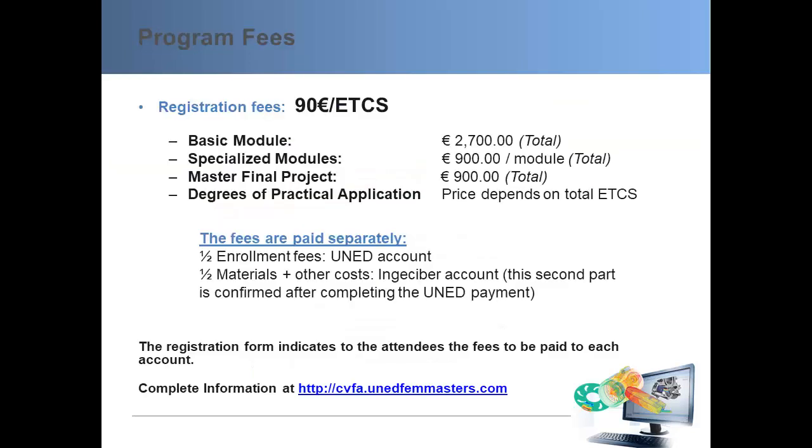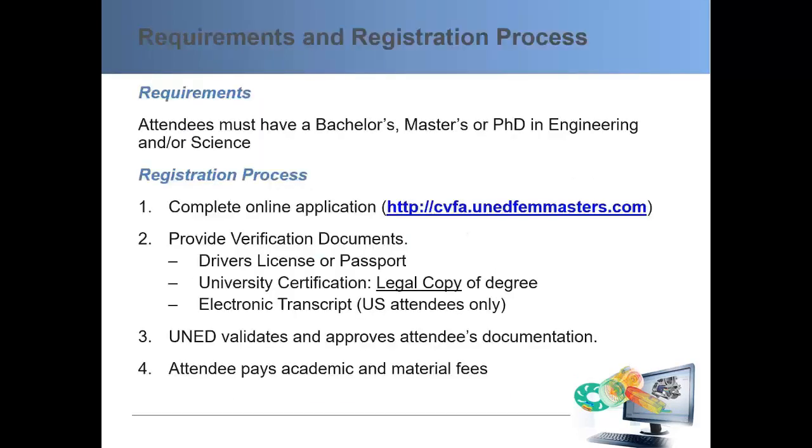This slide shows the fees for each module. But what I want to make clear to you is, you only pay for the modules you take. To undertake the master's program, you must have a bachelor's degree. To register, you need to complete the online application and submit the requisite documentation for verification at the same time. Once your documents have been validated by UNED, the remaining part of your registration will then be completed.